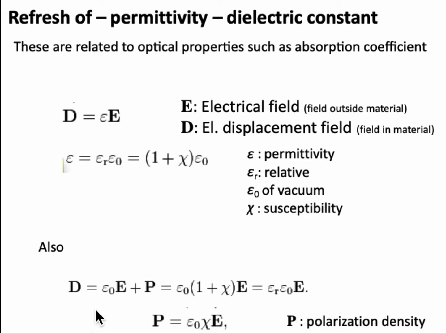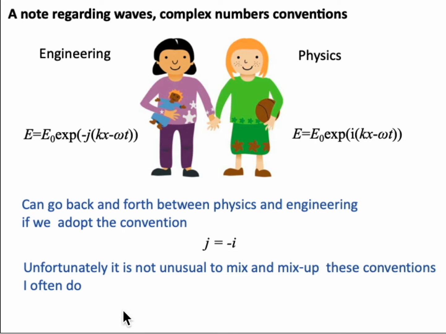For light, we need to describe an alternating electrical field, having components varying sinusoidally with time. We describe that by complex numbers for easy calculations. Unfortunately, there are two conventions, physics and engineering, for describing waves as complex numbers. You can alternate between them by replacing j with minus i in the exponential. It's often mixed up. I do that all the time.